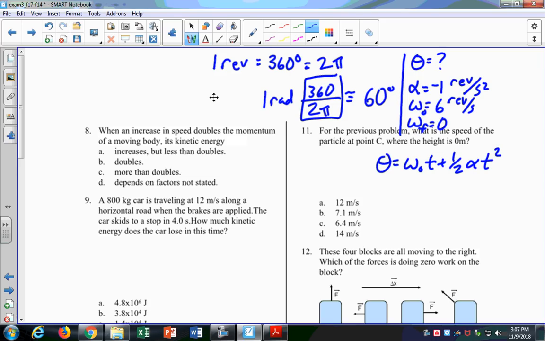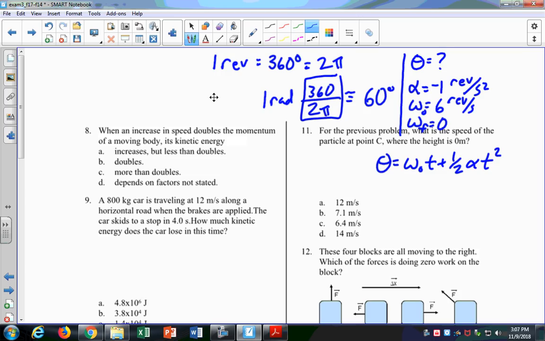But I don't know what theta is, and I don't know what t is. And so you sort of freak out a little bit, and you say, oh no, what am I going to do, right? Did you freak out a little bit? A little bit. I was contemplating whether I should cancel out the t's altogether. No, you can't cancel out the t's. How do you find the time in this case? You use the other one, right.